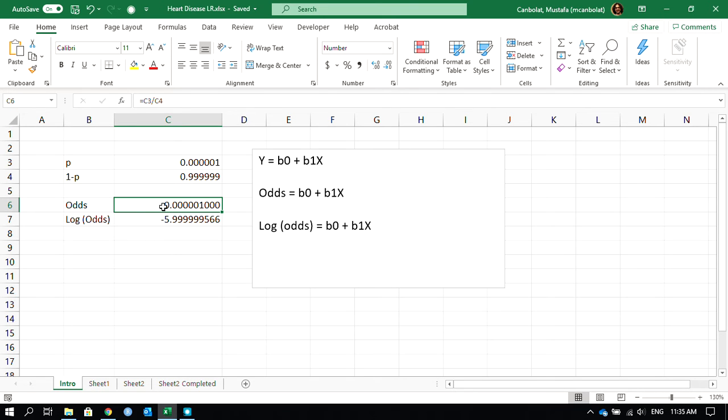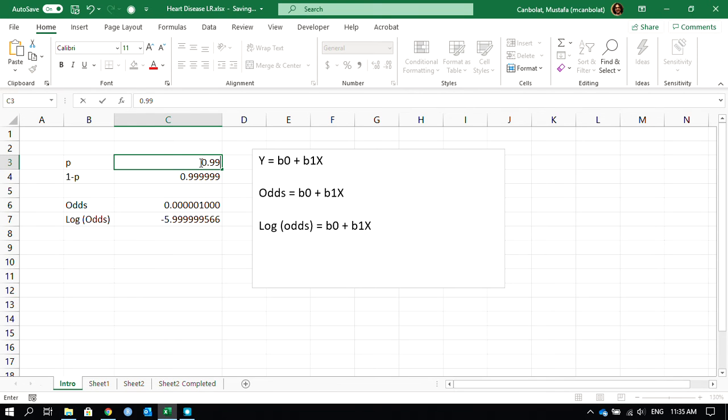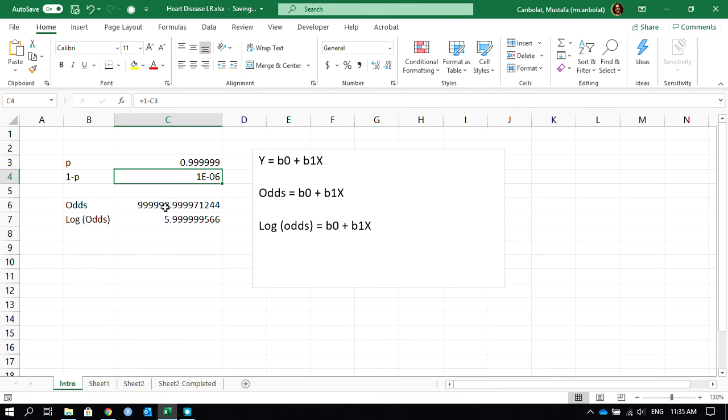If I make this 0.99999, the odds are high, and the log of odds is a positive value.